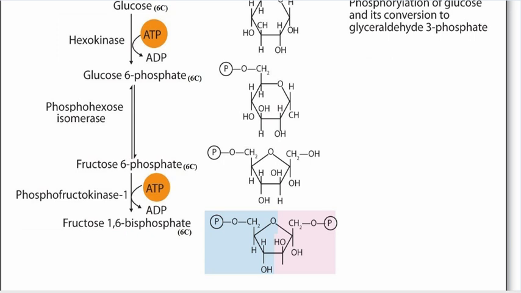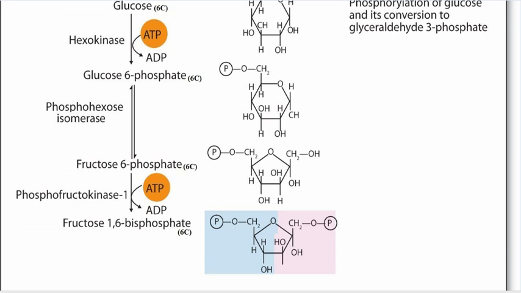So this is the third reaction. Fructose 6-phosphate being converted into fructose 1,6 biphosphate. By adding one molecule of ATP, this fructose 6-phosphate is converted into fructose 1,6 biphosphate.